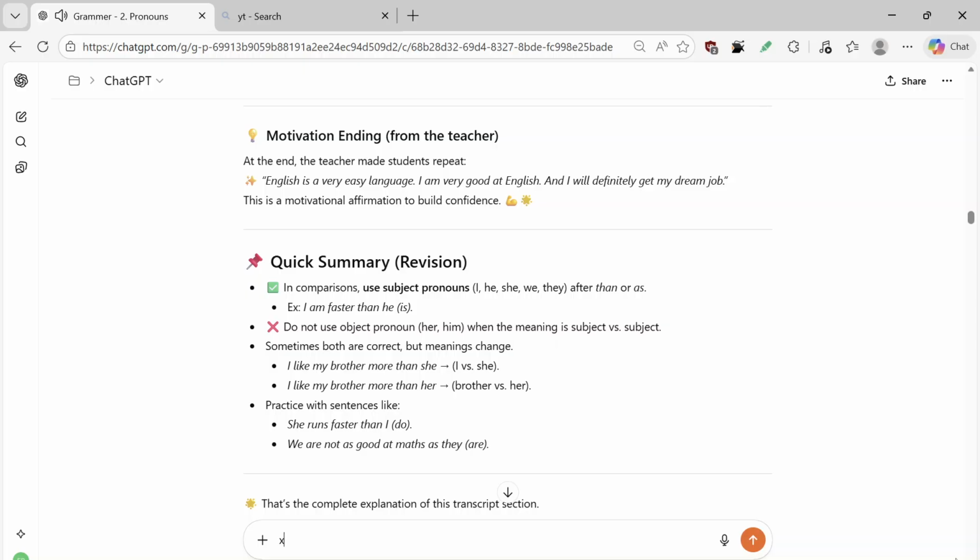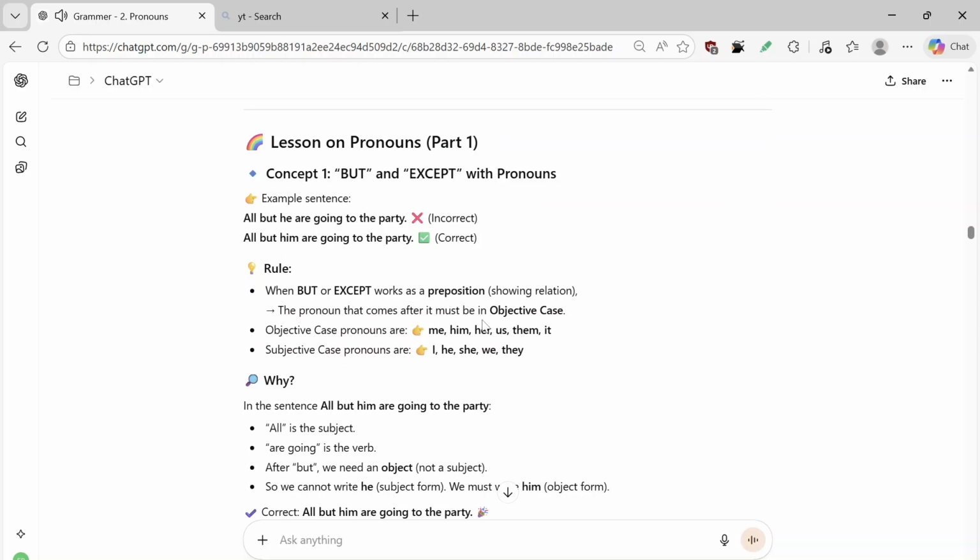Do you want me to now create some extra practice questions? Concept 1: but and except with pronouns. Example sentence: All but he are going to the party. Incorrect. All but him are going to the party. Correct. Rule: when but or except works as a preposition, showing relation, the pronoun that comes after it must be in the objective case. Objective case pronouns are me, him, her, us, them, it. Subjective case pronouns are I, he, she, we, they.